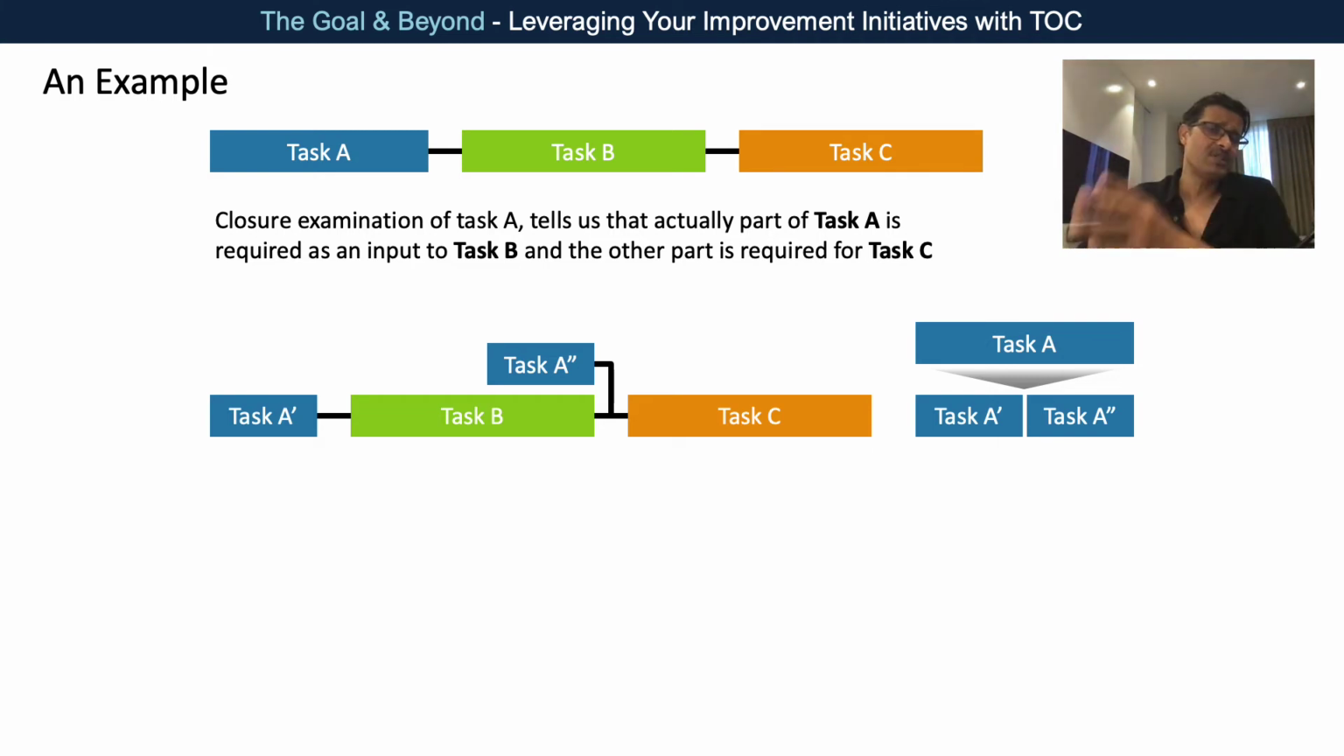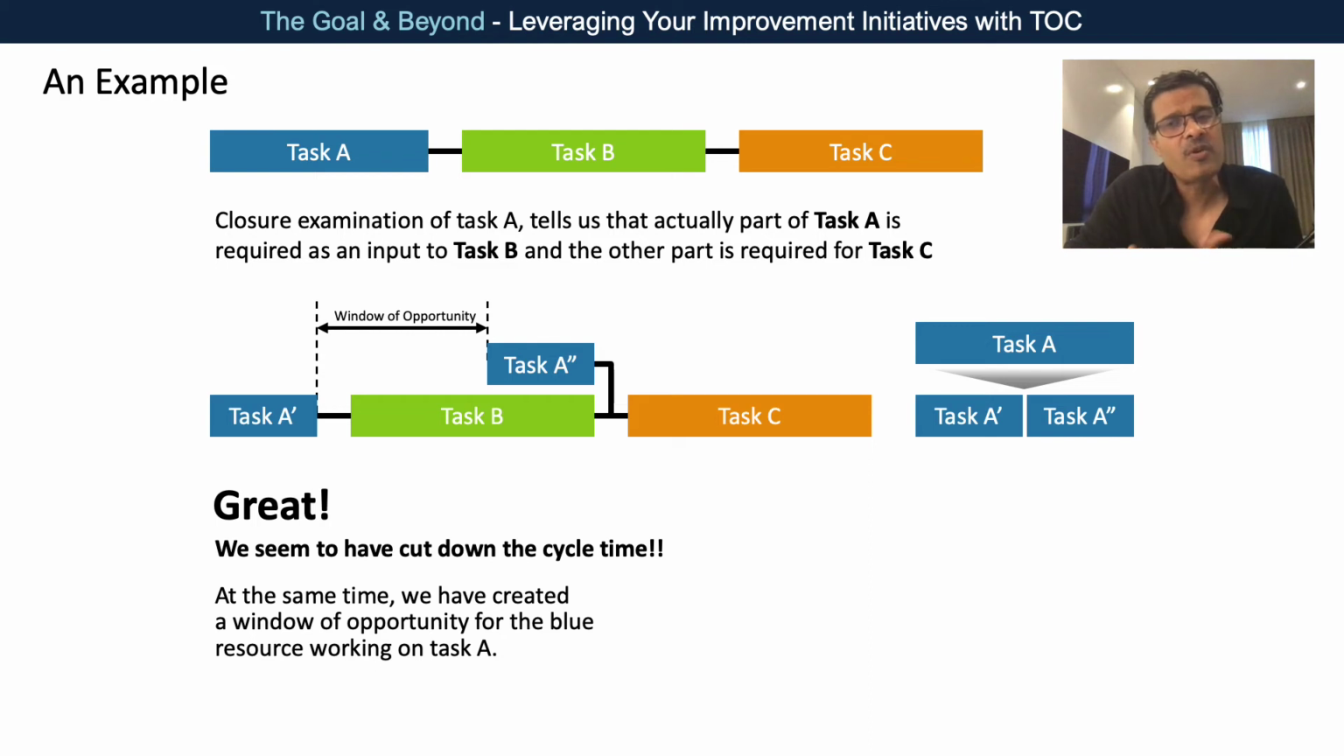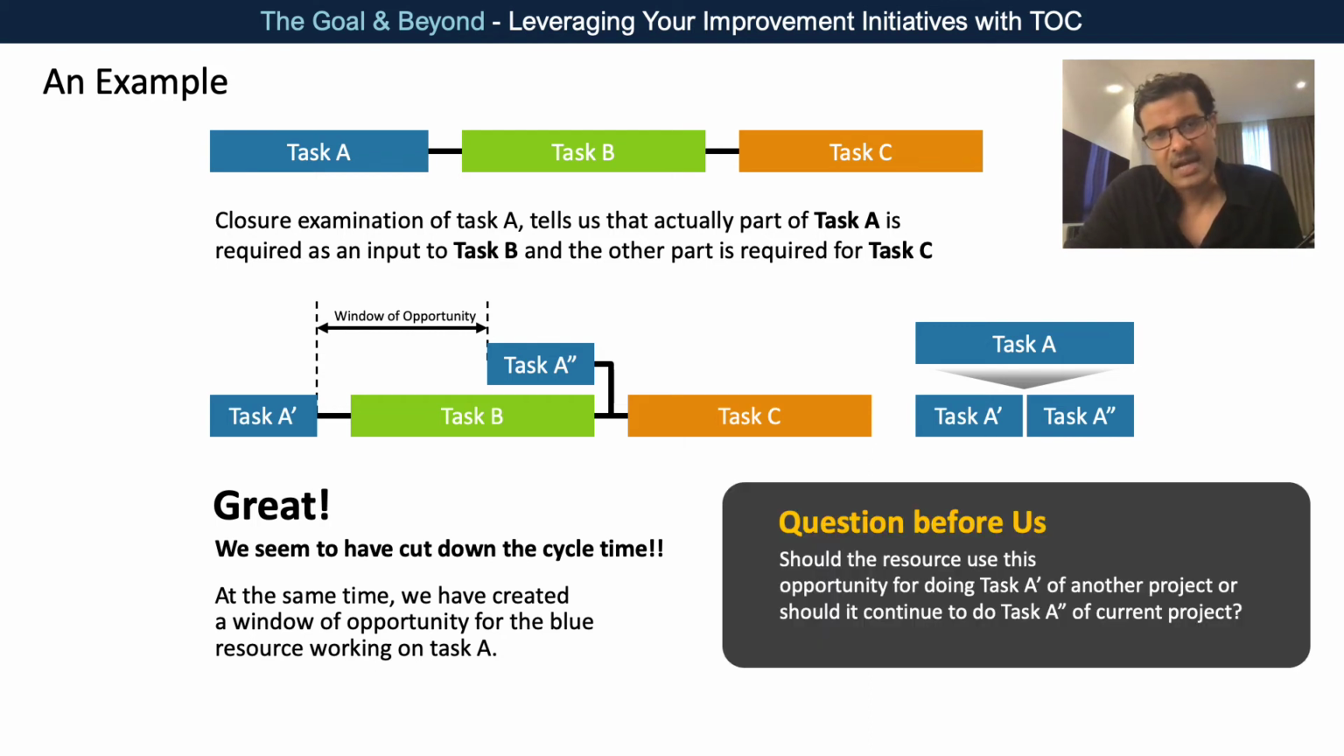Based on this thinking, in the planning stage I can actually reduce the cycle time. That's great, but it is very interesting to see that the blue resource doing task A suddenly has a window of opportunity. What is the window of opportunity? After he completes task A prime, should he continue to do A double prime? I think the answer is no, because it will be a waste of capacity. In a multi-project environment, he can afford to delay the start of A double prime. This window of opportunity can be used to do another project.